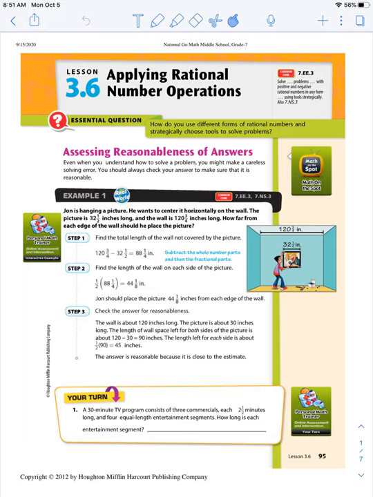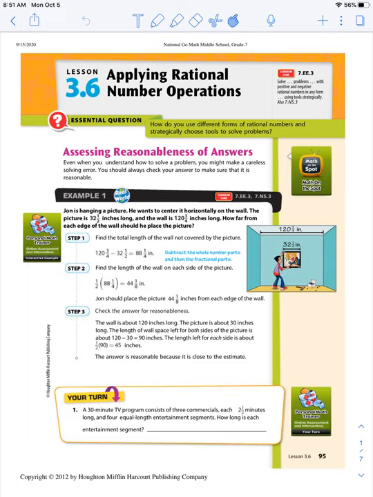What that means is we're going to be looking at some real-world applications of the operations we've been practicing so far in Chapter 3. This is going to look like a lot of word problems. Something we're going to work on is assessing the reasonableness of answers. How we're going to do that is we're always going to double-check our answers to see if they make sense.